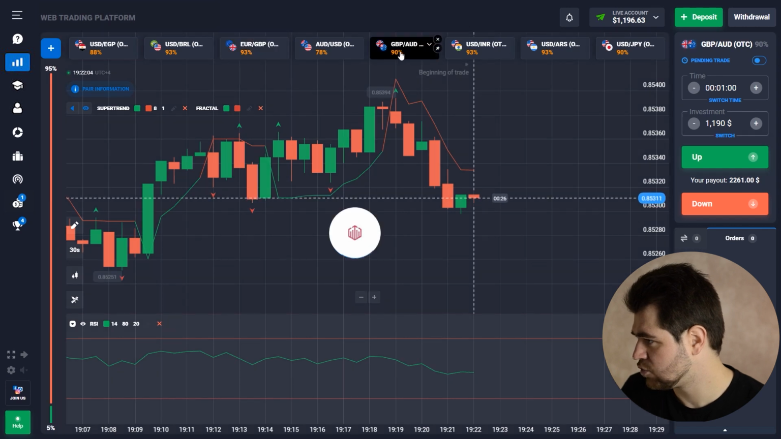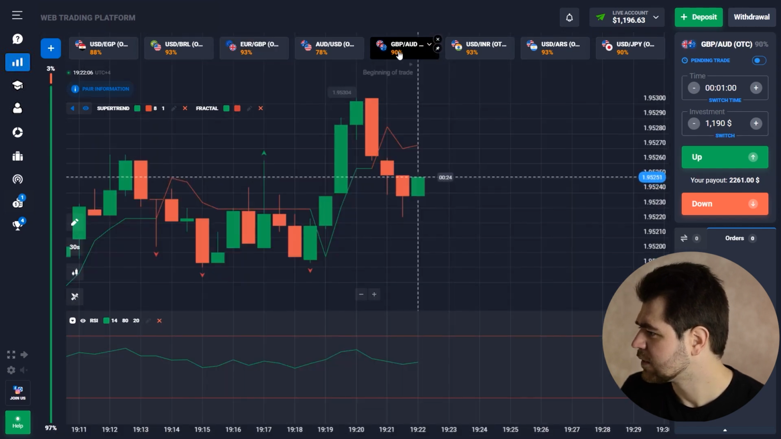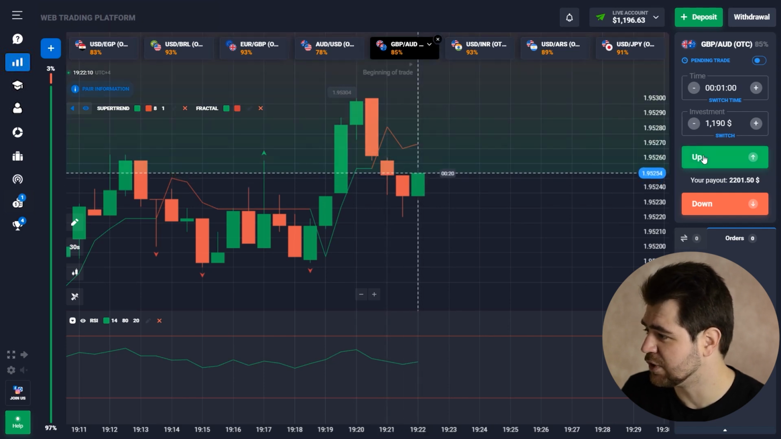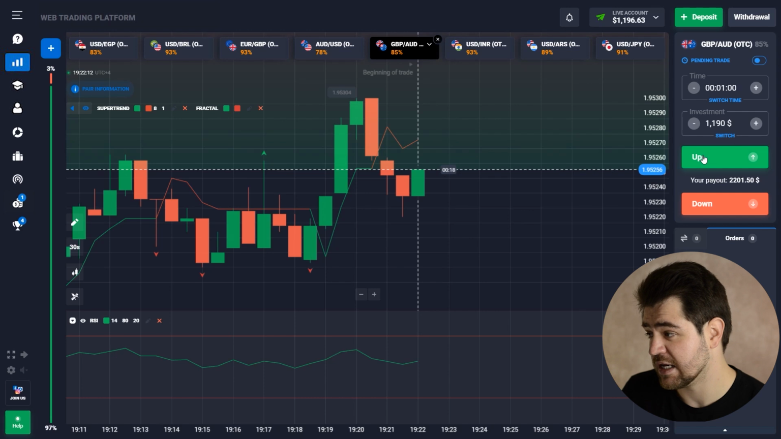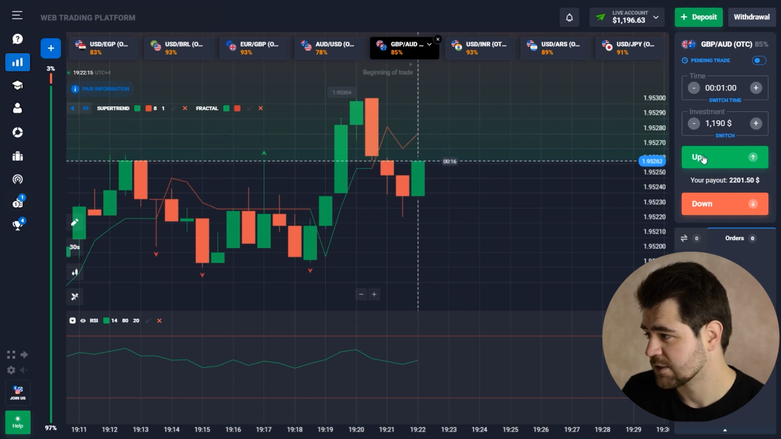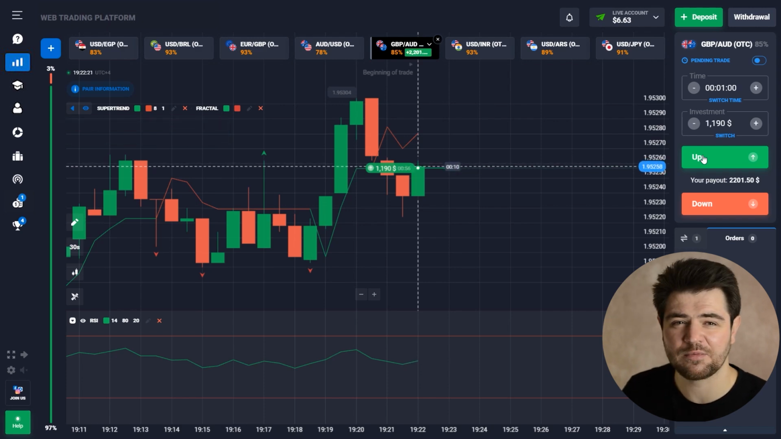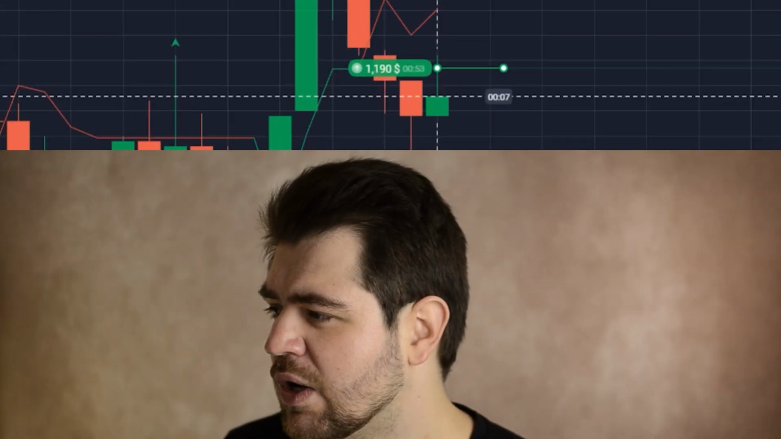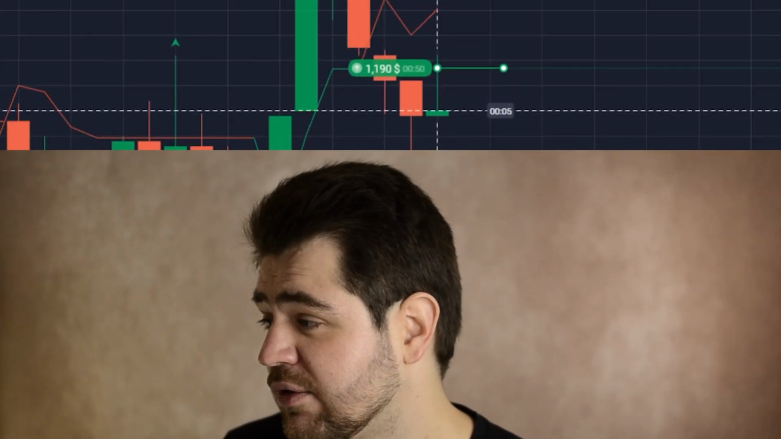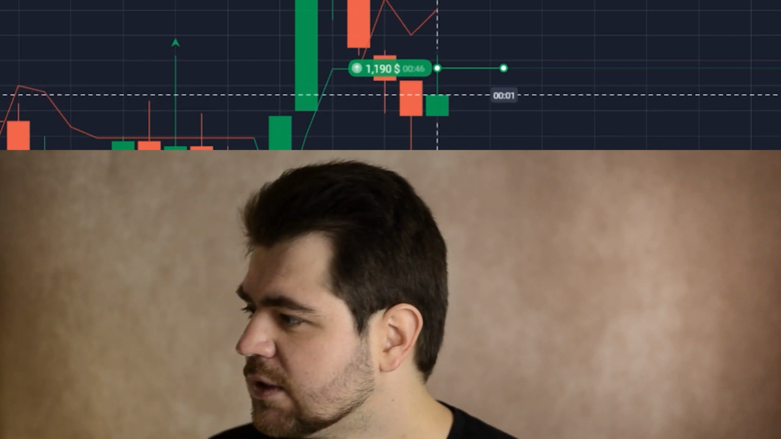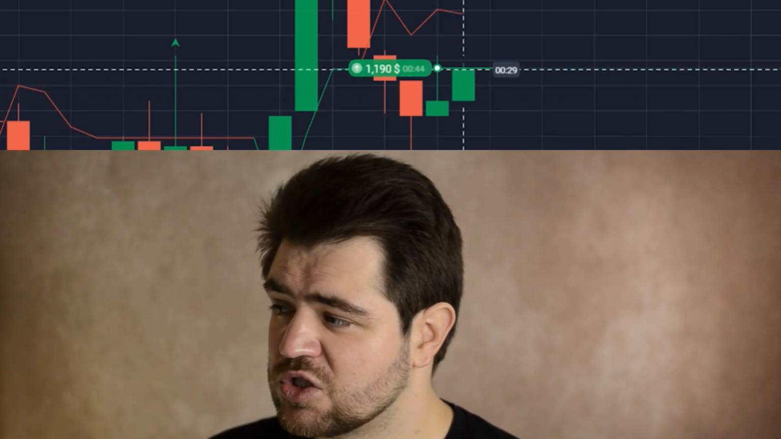Let's go here. And so see this bullish impulse there. Let's go with a call option here, because I think this is more like a pullback, and we entered at the bottom of a pullback, so we're likely to go up and break through this resistance super trend line.